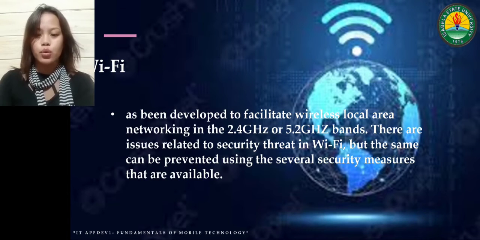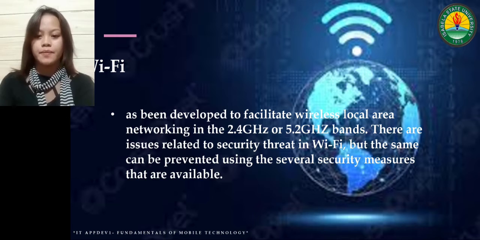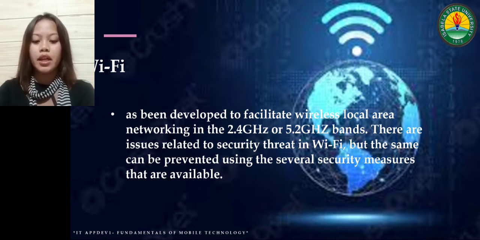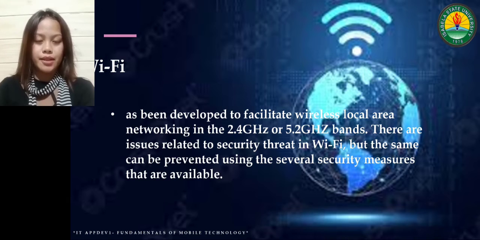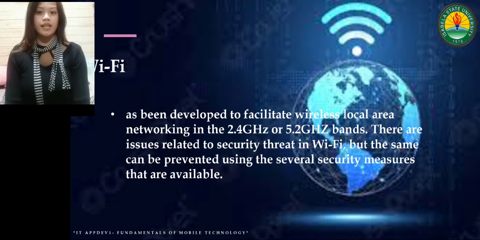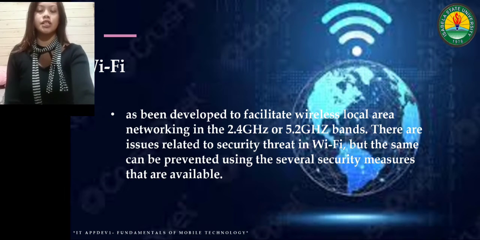Let me discuss Wi-Fi. So what is Wi-Fi? Wi-Fi has been developed to facilitate wireless local area networking in the 2.4 GHz or 5.2 GHz bands. There are issues related to security threats in Wi-Fi, but the same can be prevented using the several security measures that are available. In addition, which is better to use, Wi-Fi or data? Wi-Fi is often faster than data under the right conditions.